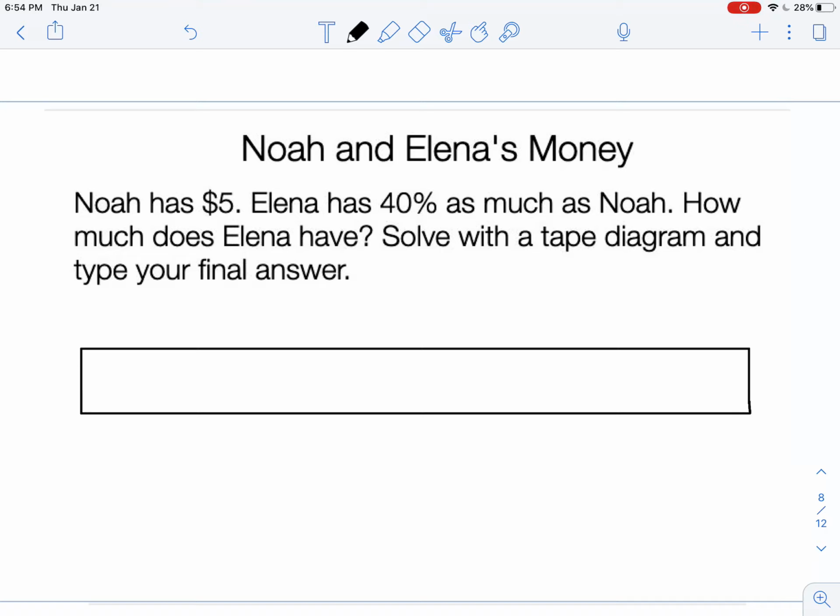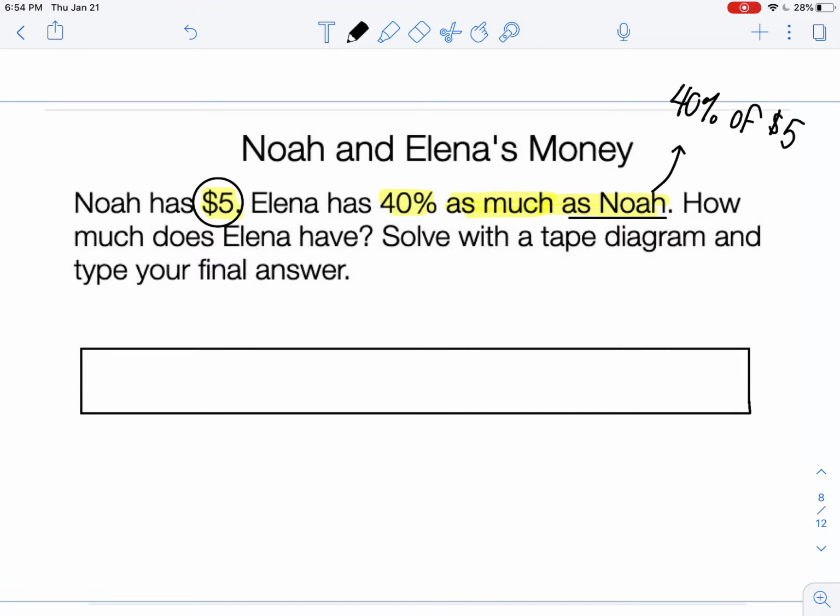Now, just like the last question, we want to do a close read of the problem. Noah has $5 and Elena has 40% as much as Noah. So another way to write this, and sometimes it's just helpful to write questions in your own words, would be that Elena has 40% of $5, because she has 40% as much as Noah, and we know that Noah has $5. So how much does Elena have? Solve with a tape diagram and type your final answer.